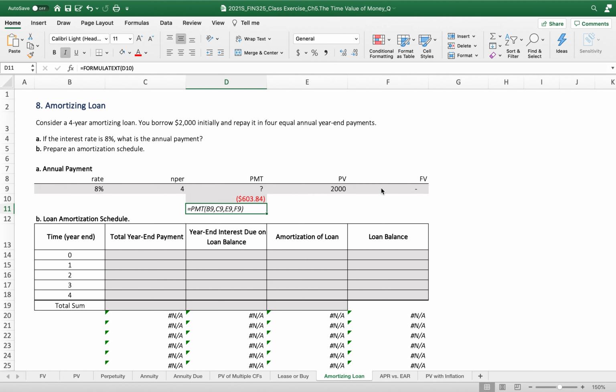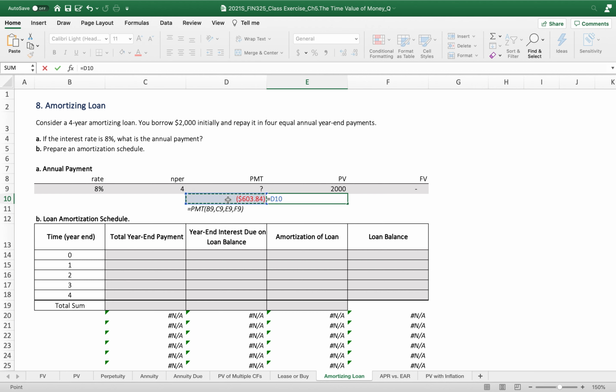So the annual payment is 603.84. Okay, so you're going to pay this amount 4 times. So the total amount you pay back is not $2,000. You pay 2,415, so 415.37 is the total interest amount. But we'll figure it out based on this amortization schedule.